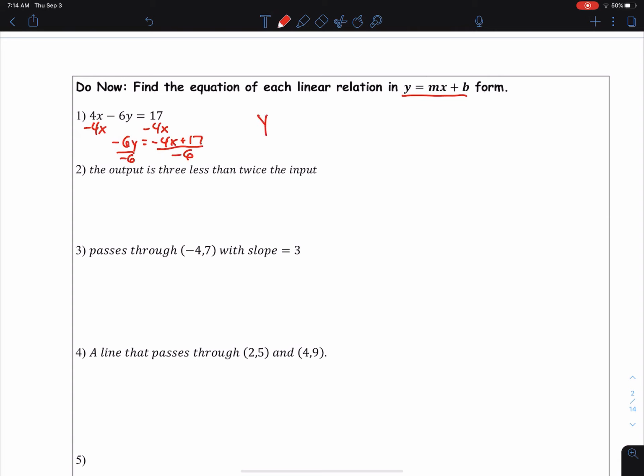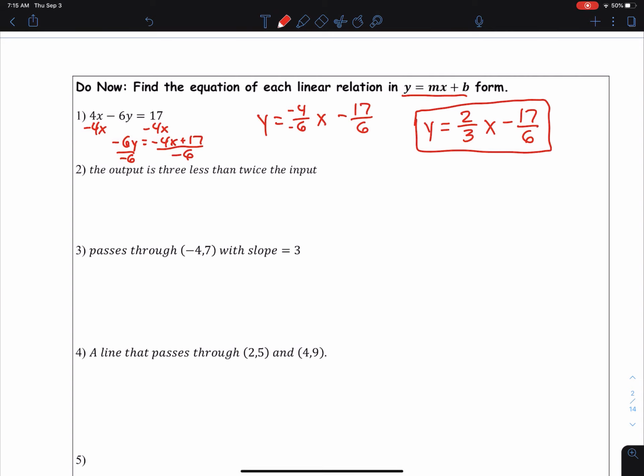So that'll be y equals -4 over 6x minus 17 over 6. And I'm just going to simplify negative 4 over 6. Oh, sorry, it'd be negative 4 over negative 6. You might have caught that. So that would be y equals negative 4 over negative 6, which simplifies to 2 over 3, x minus 17 over 6. And that would be our simplified linear equation in y equals mx plus b form for number 1.